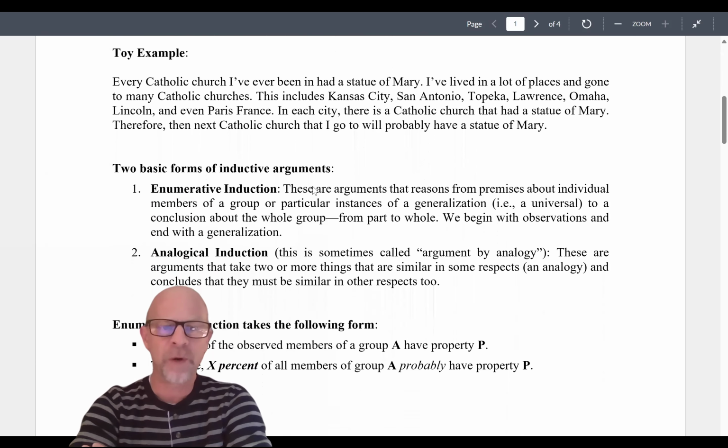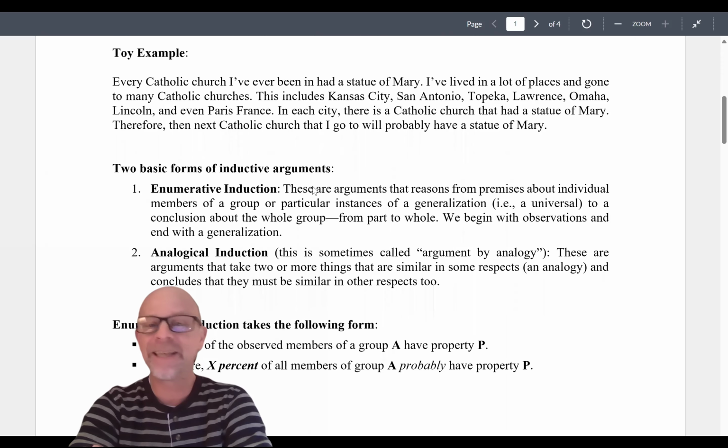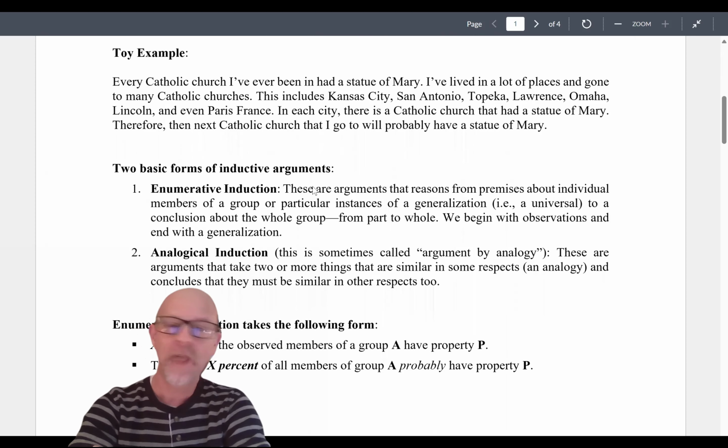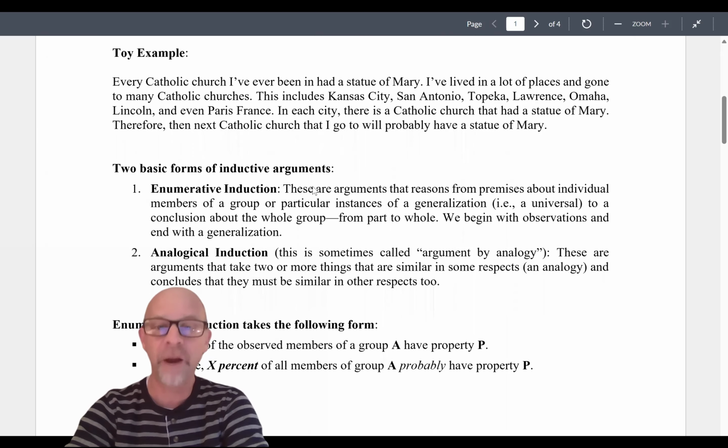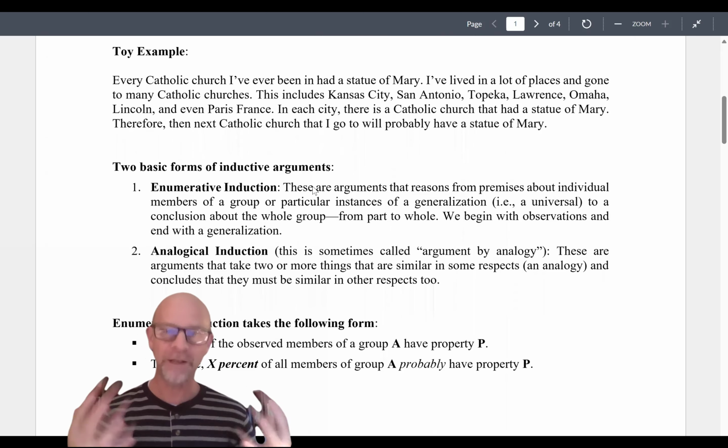Suppose that we begin with the premise that says, every Catholic church that I've ever been in has had a statue of Mary in it. And let's say that I've lived in lots of different places and I've gone to many different Catholic churches, right? So this includes Kansas City, San Antonio, Topeka, Lawrence, Omaha, Lincoln, maybe even Paris, France. And in each of those cities, there was a Catholic church that had a statue of Mary in it. Right, so that's all the information that I've had.